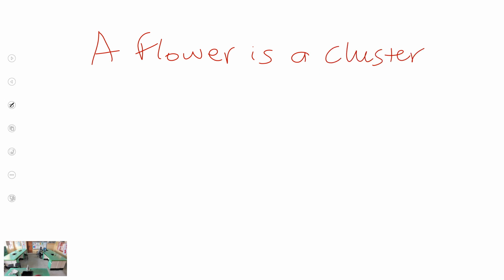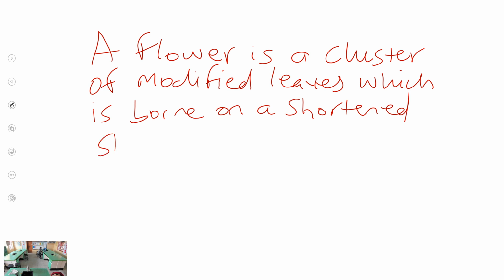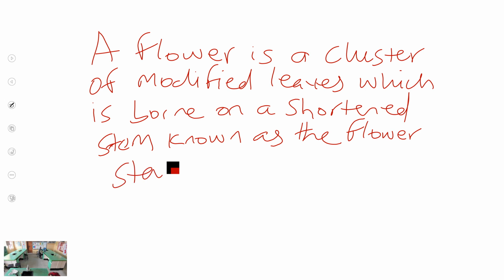So let's go. What is a flower? A flower is a cluster of modified leaves, which is borne on a shortening stem known as the flower stalk or pedicel.